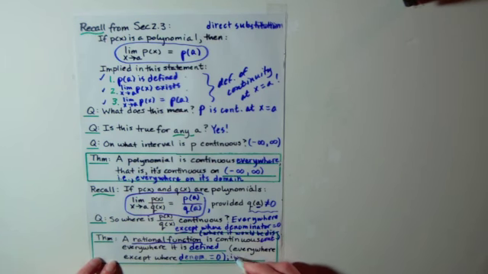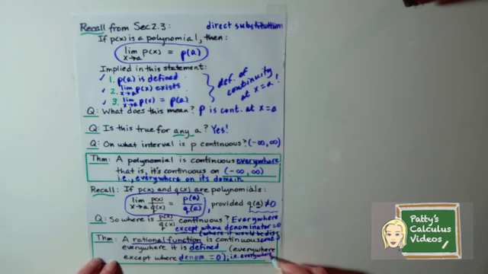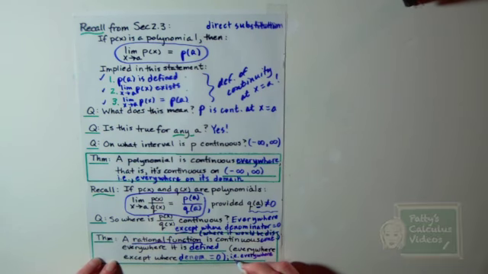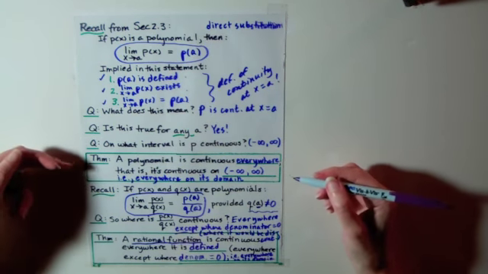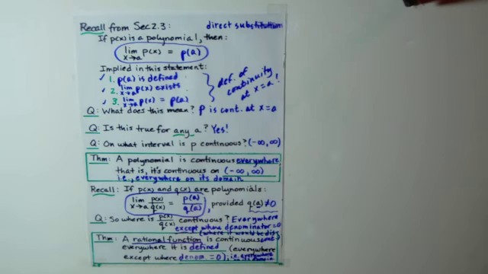I'll say i.e. everywhere on its domain. Or if you want to, you could say everywhere in its domain, same thing. So polynomials are continuous everywhere on the domain. That just happens to be the whole real number line. Rational functions are continuous everywhere on the domain. That's everywhere except where the denominator ends up being 0.